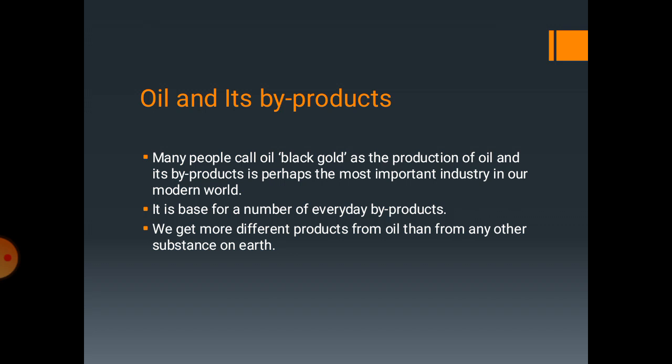It is said that more than 6,000 byproducts are obtained from oil, and we get more different products from oil than from any other substance on the earth. Means that in the world, we obtain the most byproducts from oil, and no other substance on the earth can give us such products.